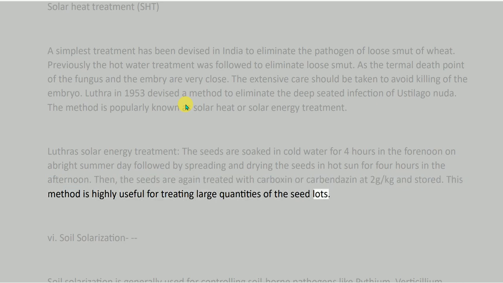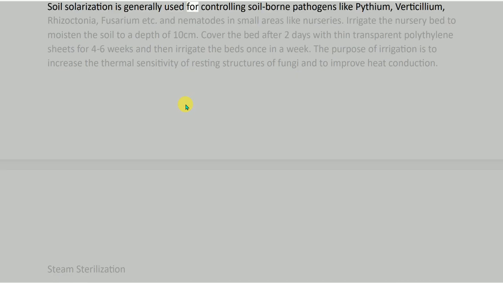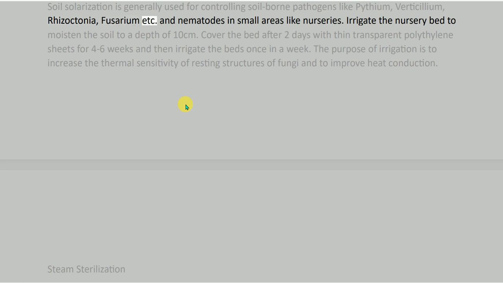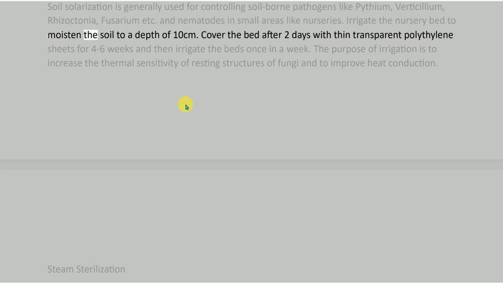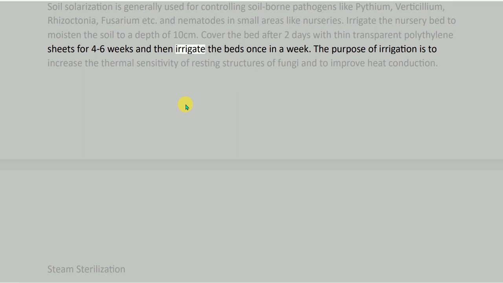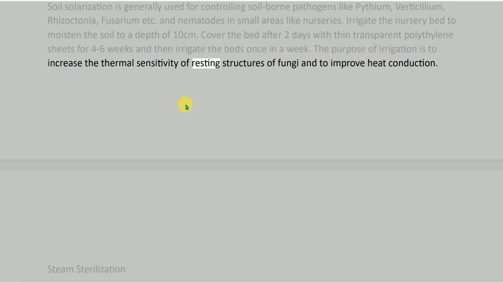6. Soil solarization. Soil solarization is generally used for controlling soil-borne pathogens like Pythium, Verticillium, Rhizoctonia, Fusarium etc. and nematodes in small areas like nurseries. Irrigate the nursery bed to moisten the soil to a depth of 10 centimeters. Cover the bed after 2 days with thin transparent polyethylene sheets for 4 to 6 weeks and then irrigate the beds once a week. The purpose of irrigation is to increase the thermal sensitivity of resting structures of fungi and to improve heat conduction.